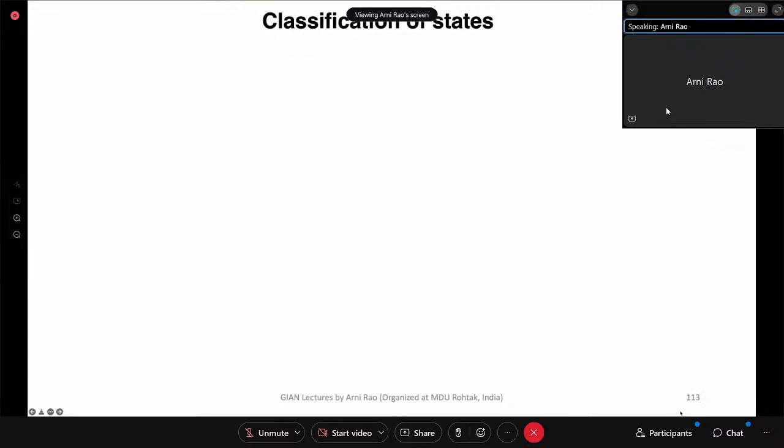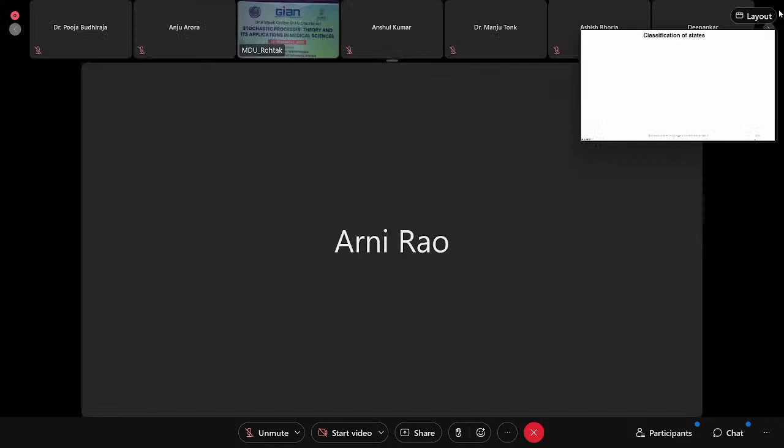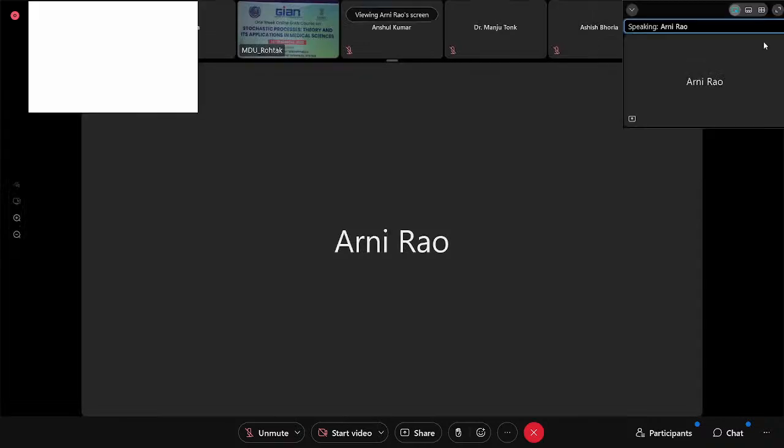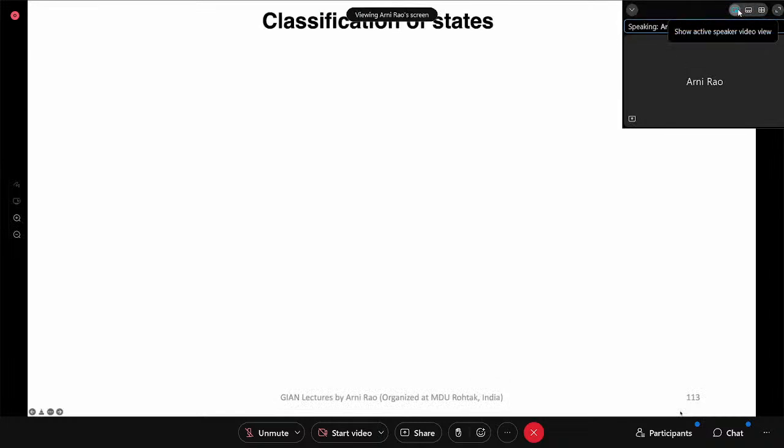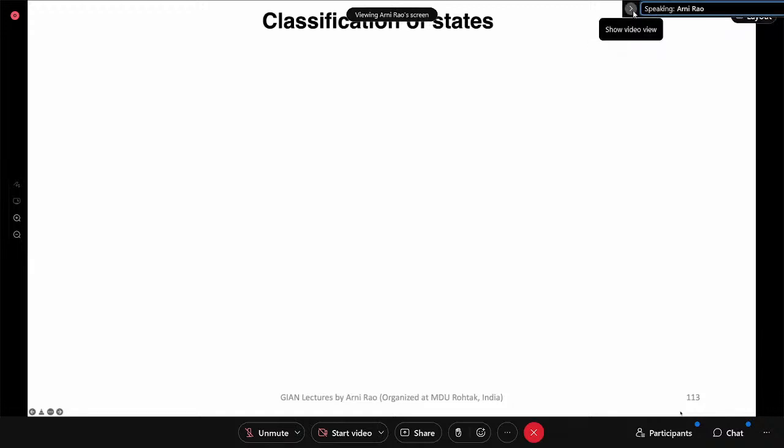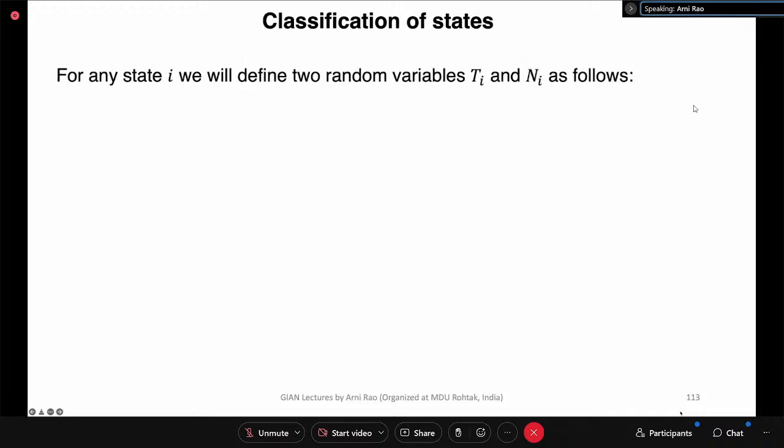Classification of the states. Why do we need to classify? Because each state, depending on the transition matrix, the classification changes. And this classification is very essential to group together. We need to group the states according to the properties they have. So as I mentioned in the introduction, let us see how we can classify. For any state i, we define two random variables. Now you focus here: two random variables, Ti and Ni. Just notation only, but the meaning of Ti and Ni is as follows.